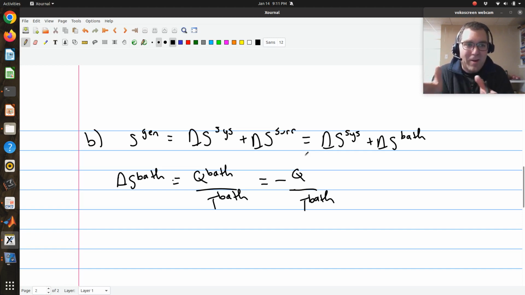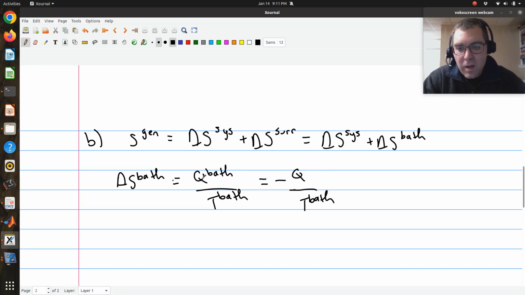The key is the heat leaving our bath is being added to our system. Just like if we had heat being removed from our system, that would be heat delivered to our bath. So Q bath has the same magnitude as the heat we just calculated, the heat added to our system, but it's going to have an opposite sign.